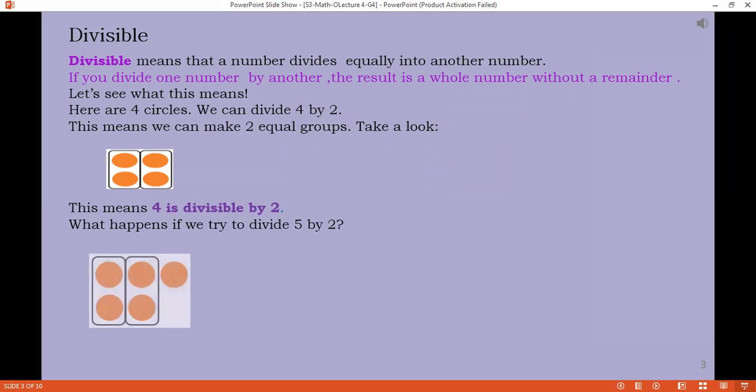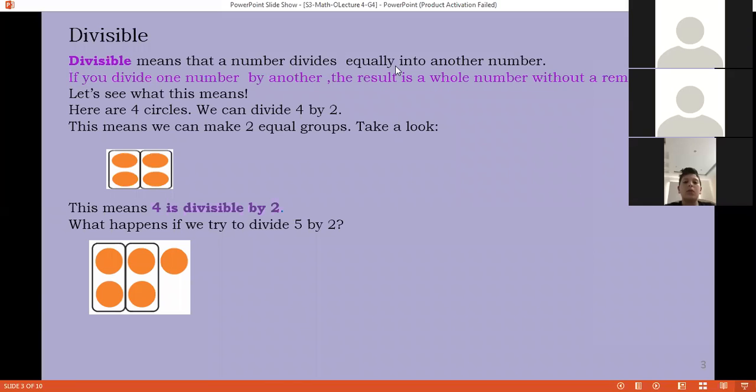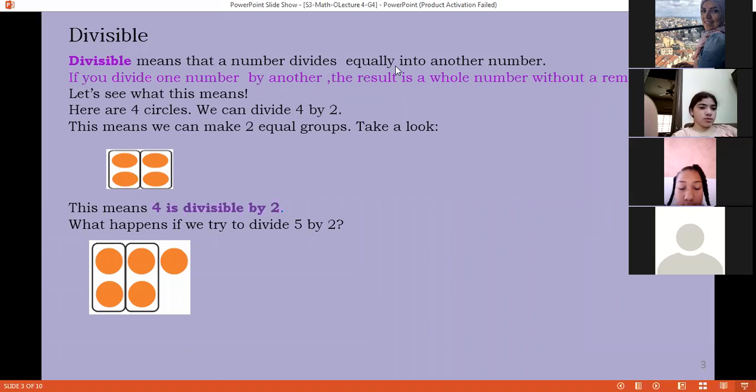But if I have 5 circles and I'm trying to divide them by 2, so every 2 circles in a group, I will see that I will have one circle that is alone. So it's a remainder. How many circles do I have as a remainder? One circle. So that means 5 is not divisible by 2. I can't divide the 5 by 2 without getting a remainder, right?